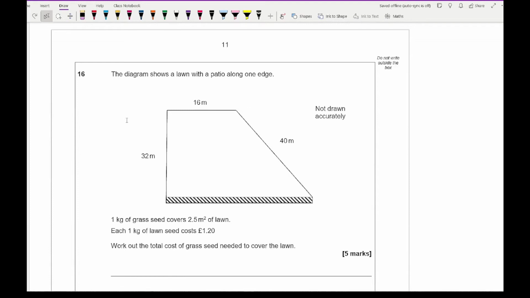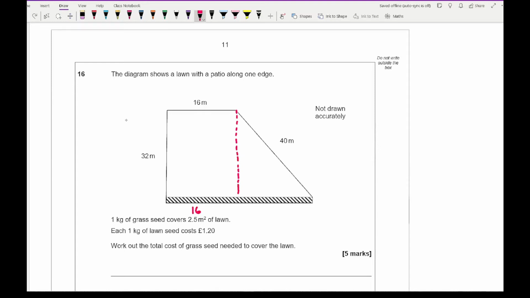1 kilogram of grass seed covers 2.5 meters squared of lawn. Each 1 kilogram of lawn seed costs £1.20. Work out the total cost of the grass seed needed to cover the lawn. So first things first, what we need to do is work out the dimensions of this particular shape, which is a trapezium.